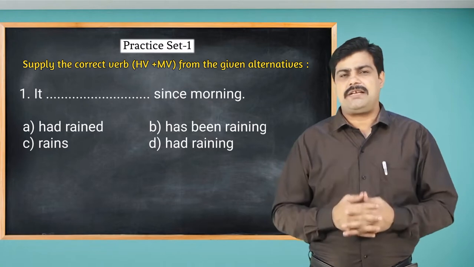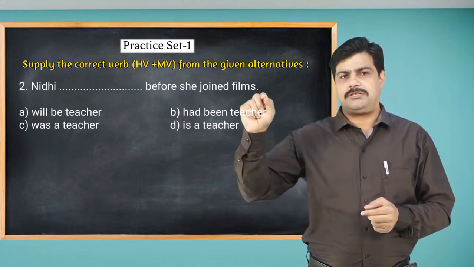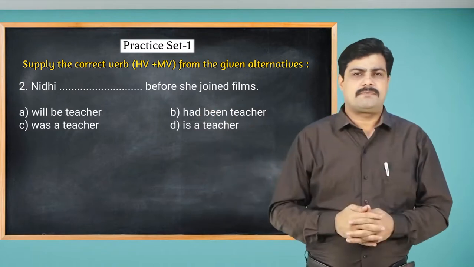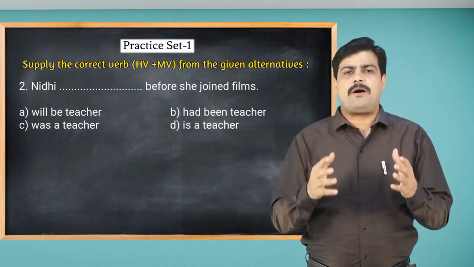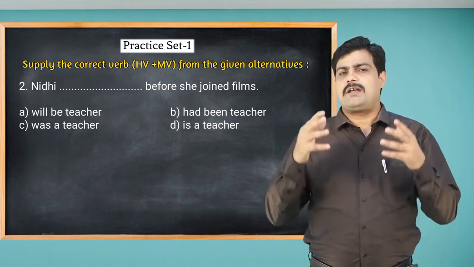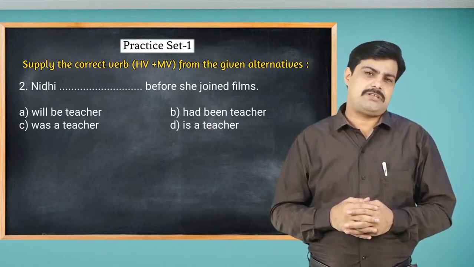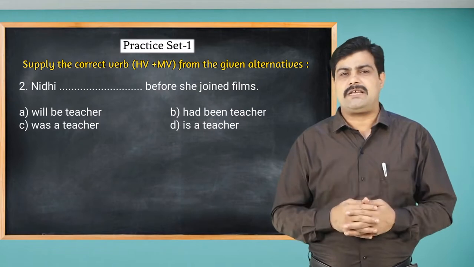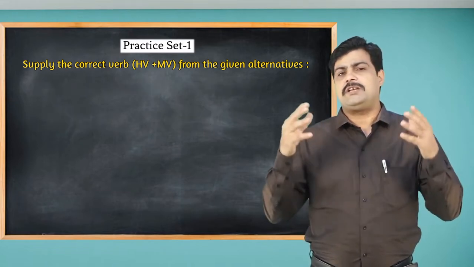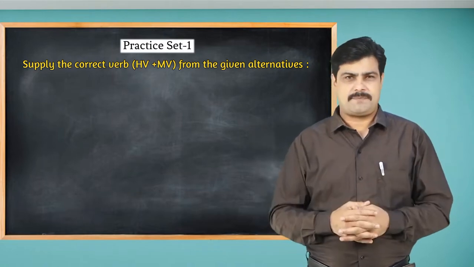Let's take another sentence. Nidhi dash before she joined films. Now the speaker is talking about the past tense. So the option C is right, was a teacher. Now the correct sentence is: Nidhi was a teacher before she joined films.